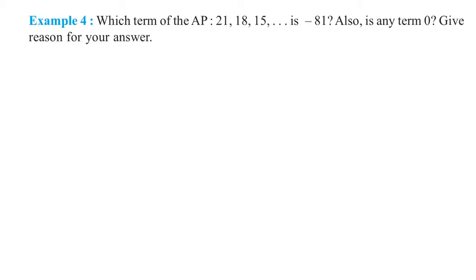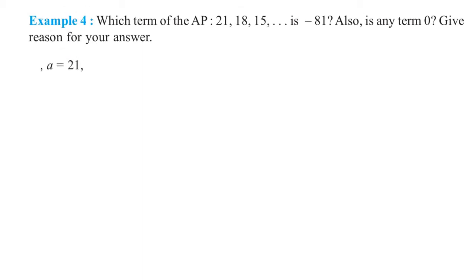Okay, let's try this problem. Which term of the arithmetic progression 21, 18, 15 on and on and on is negative 81? Also, is any term 0? Give reason for your answer. Now in this arithmetic progression, what is our first term?